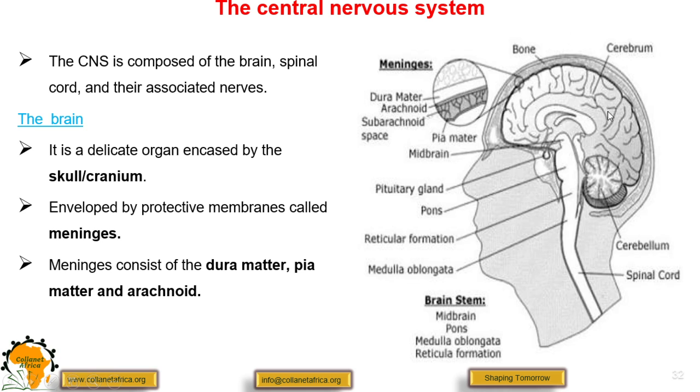So this is the brain. And then we have the bone or the skull enclosing it, and then these are the meninges or membranes we are talking about: dura mater, arachnoid, and the pia mater.